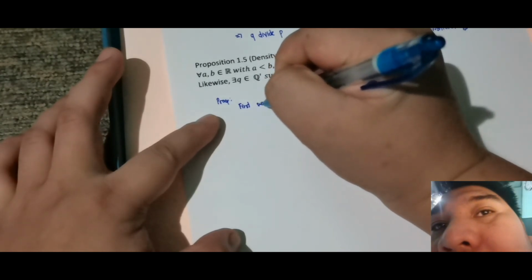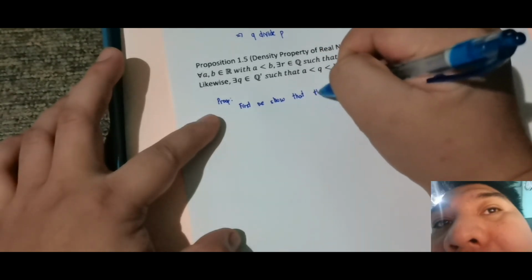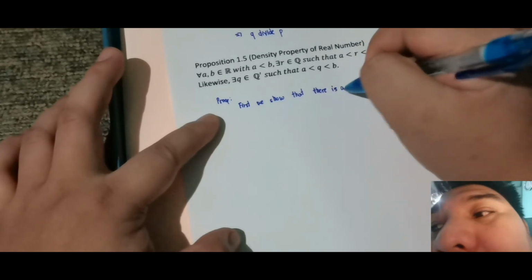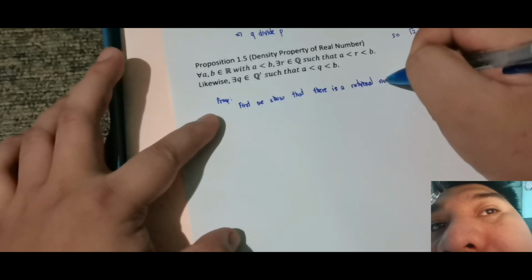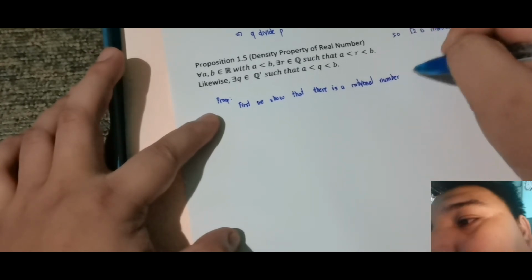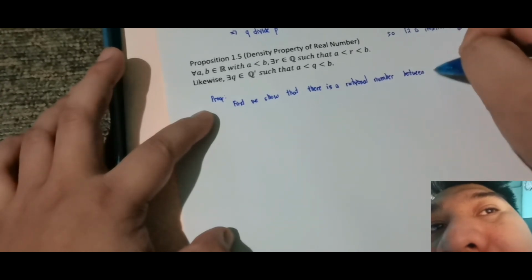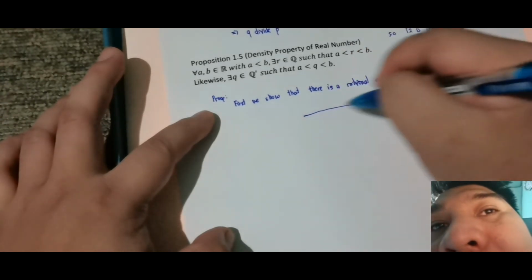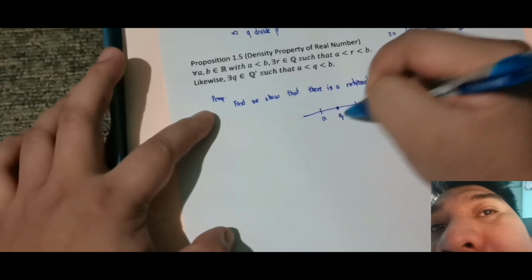First, we show that there is a rational number between a and b. So ang goal natin, dapat in between a and b, dapat makikita tayo dyan ng rational number which is si q. Okay, so represent natin yung q ngayon.